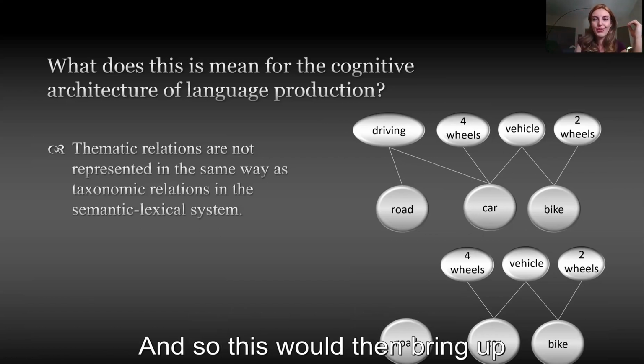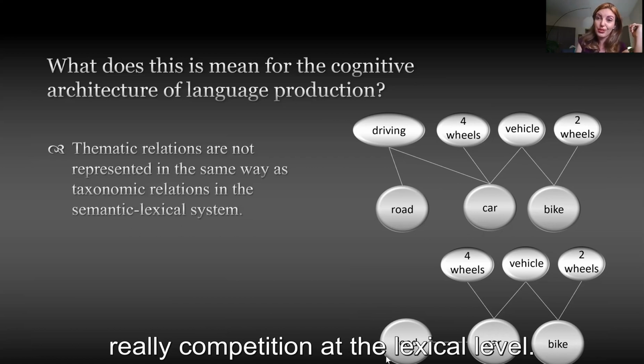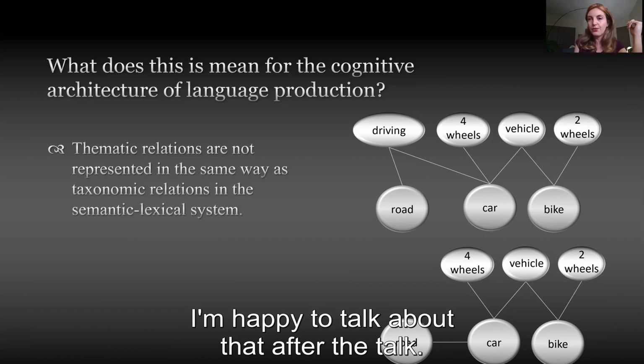And so this would then bring up the really interesting question of whether there is really competition at the lexical level. And so if you are interested in that debate, I'm happy to talk about that after the talk.